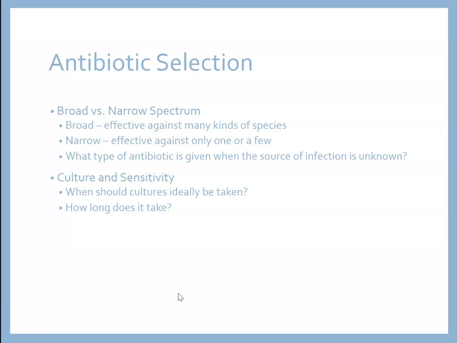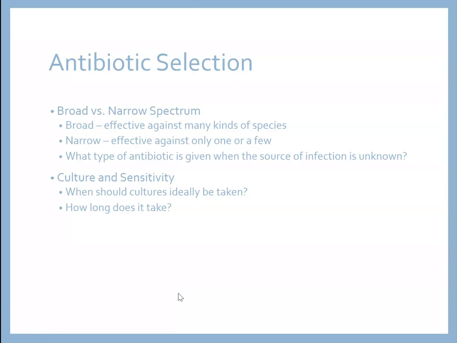So broad spectrum versus narrow spectrum. And I think I mentioned this in my last lecture when we were talking about oncology, but broad spectrum antibiotics, this is what I was saying is the machine gun of antibiotics. It just sort of sprays. It kills a lot of different kinds of bacteria. And that's fine for a little while.